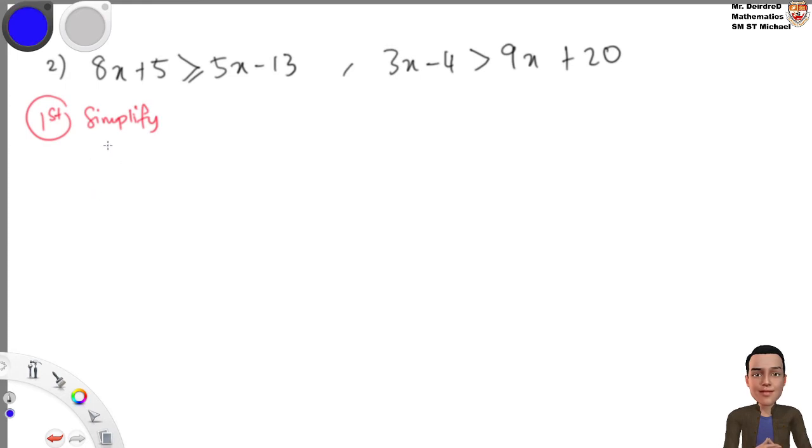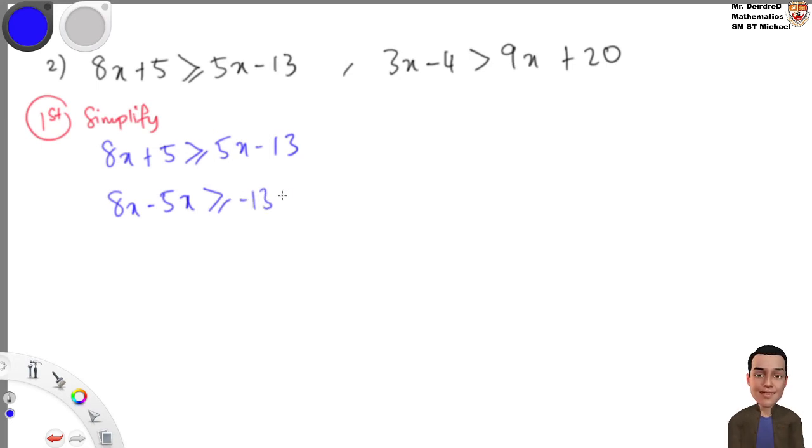So for the first linear inequality, 5x plus 5 is greater than or equal to negative 13. Then x minus 5x greater than or equal to negative 13 minus 5, then you get 3x greater than or equal to negative 18, then x greater than or equal to negative 18 over 3, then you'll get x greater than or equal to negative 6.